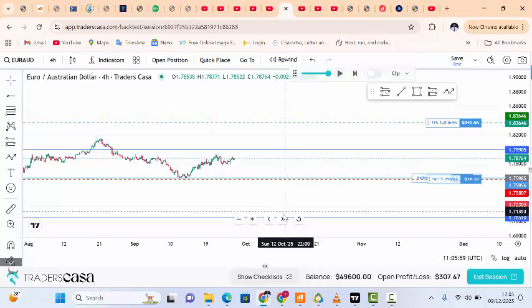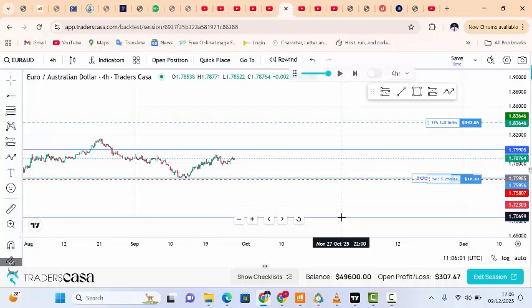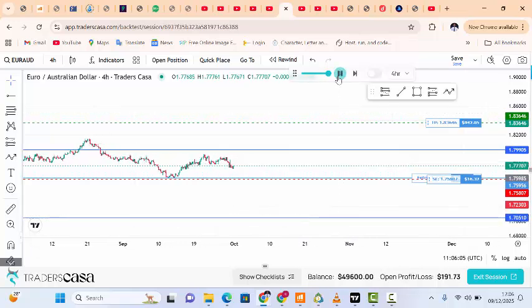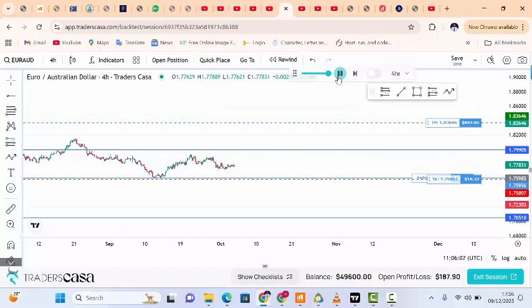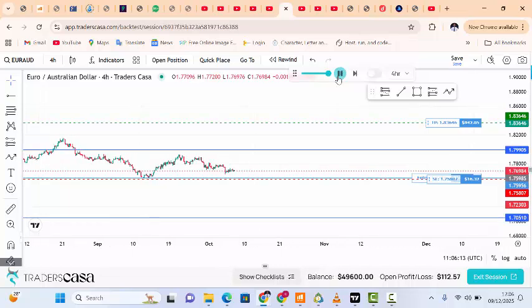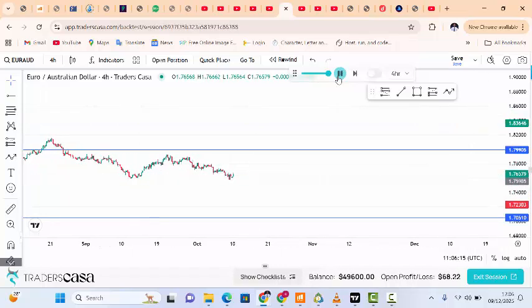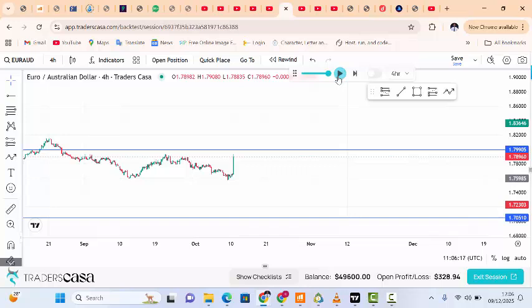Now remember, this is our pullback in the daily time frame. It's an uptrend, so that's a lower low pullback. Okay, please go. All right, break even hit. After hitting break even, you see.